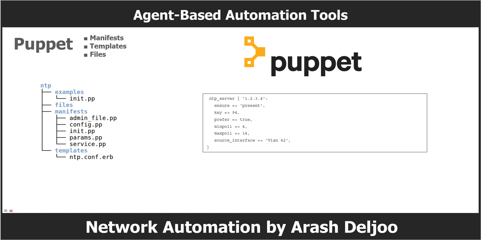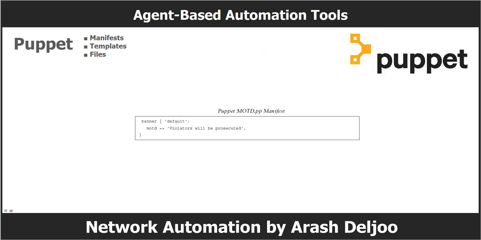Remember that Puppet can periodically run to ensure that there is a specific configuration present. The ntp_server.pp manifest can be run periodically to check for an NTP server configuration. Puppet leverages a domain-specific language, or DSL, as its programming language. The next example shows a manifest file called motd.pp that is used to configure a message of the day, or MOTD, banner on Catalyst IOS devices.